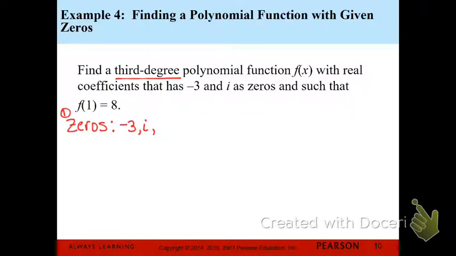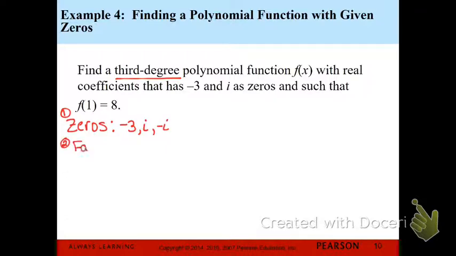Plus or minus what? i? Yes. Remember, the imaginary numbers come in conjugate pairs. So if we have positive i as a zero, then so is negative i. Good job.